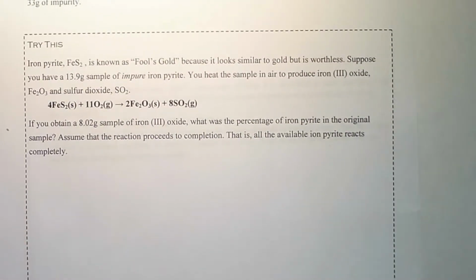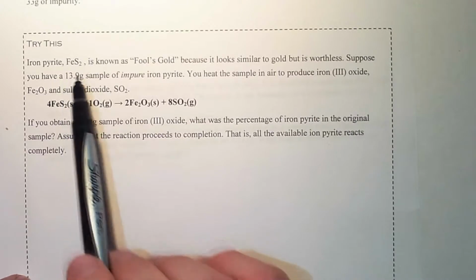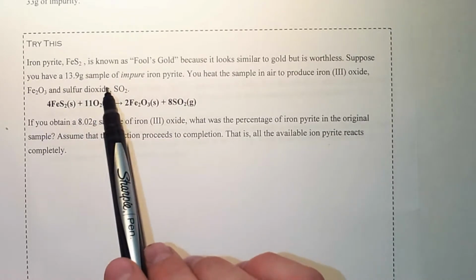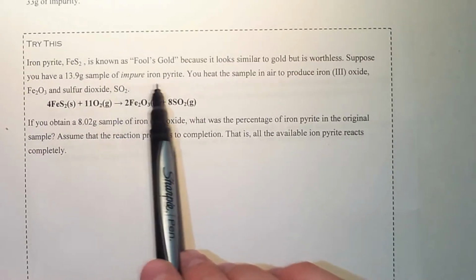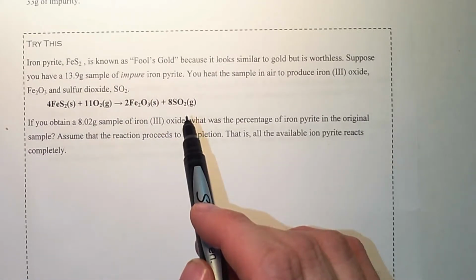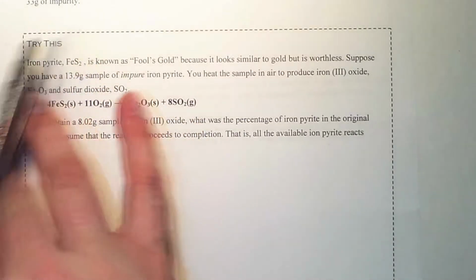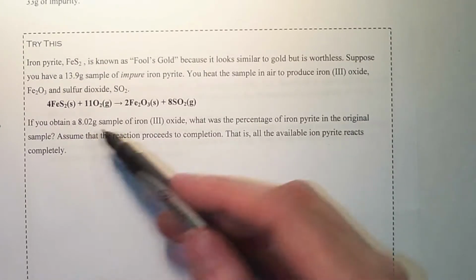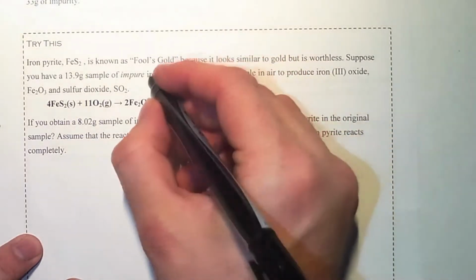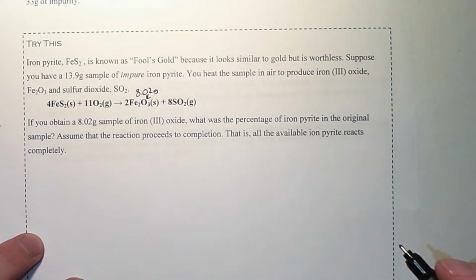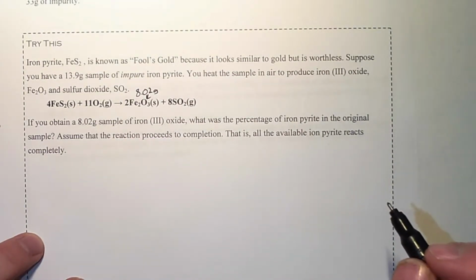So we're going to try and apply this. This is a wordy question, but it will help us understand. Iron pyrite is known as fool's gold because it looks similar to gold but is actually worthless. Suppose you have a 13.9 gram sample of impure iron pyrite. You heat the sample in air to produce iron(III) oxide and sulfur dioxide. So the equation's there and it is balanced. From this experiment, we collect 8.02 grams of iron oxide. What was the percentage of iron pyrite in the original sample?